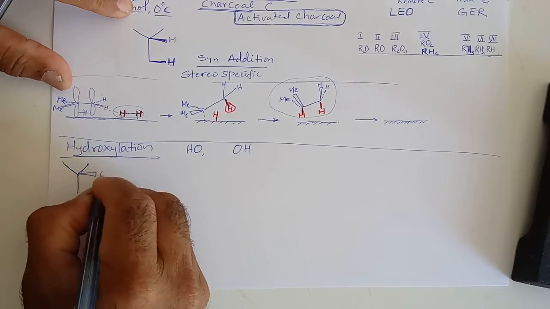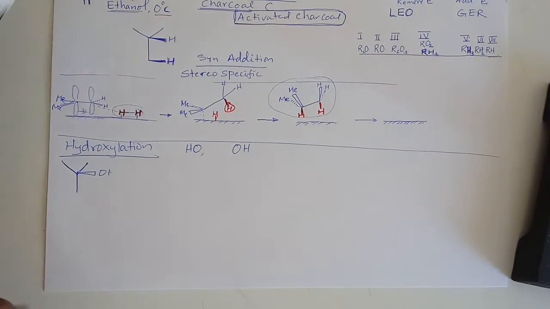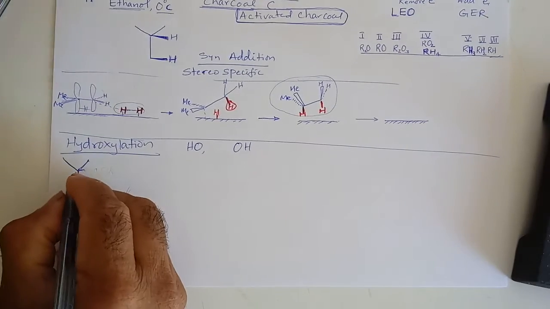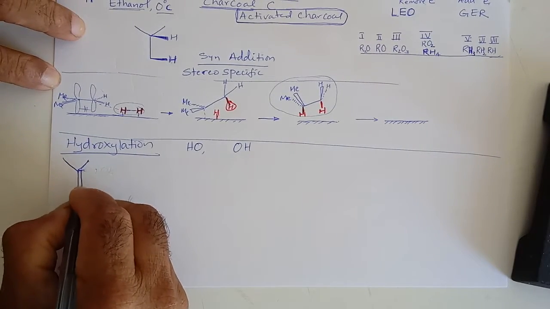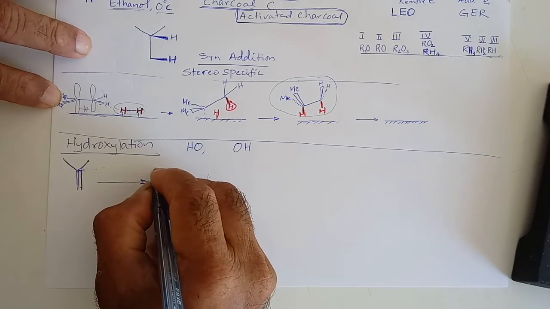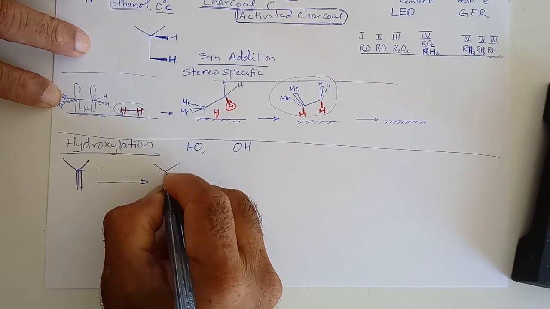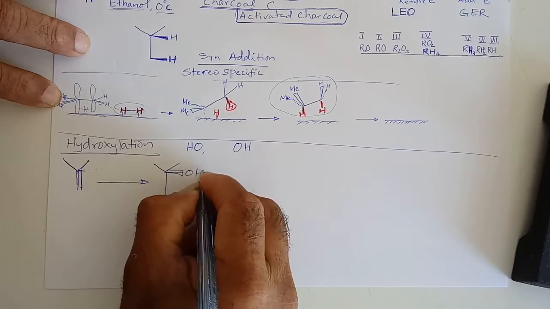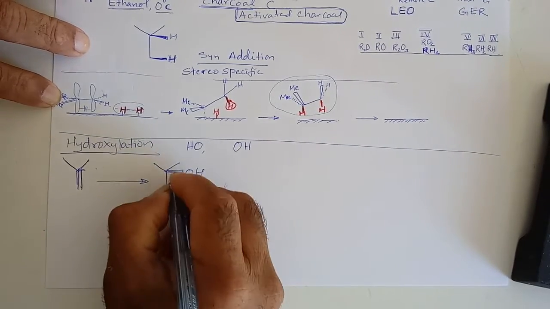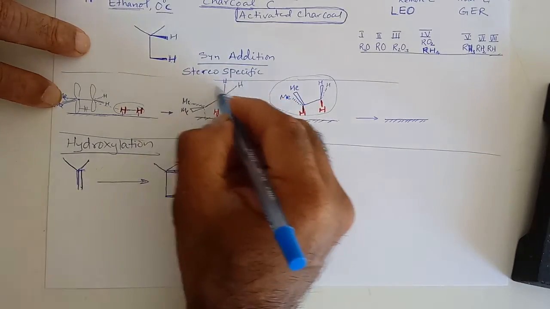Oh, what am I doing? I've got to have the starting molecule. This is an alkene. When it is treated with whatever reagent we are going to use, it is going to give you an OH group here and an OH group here. And interestingly, what term can I use? It is a stereospecific product.